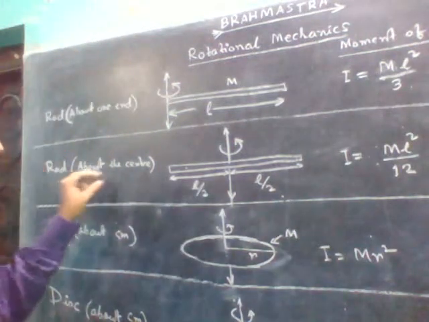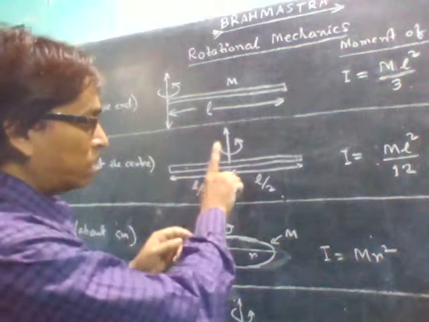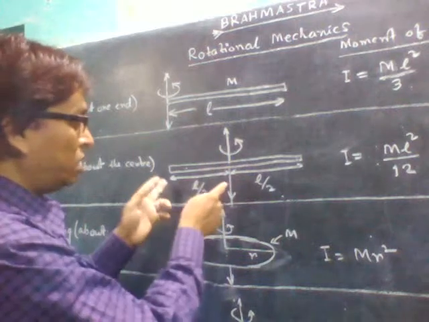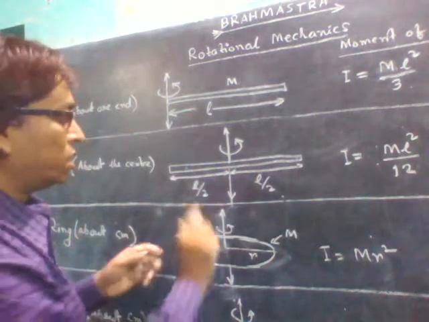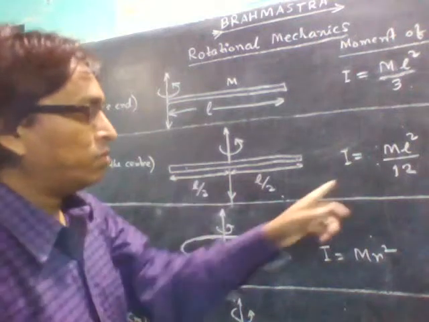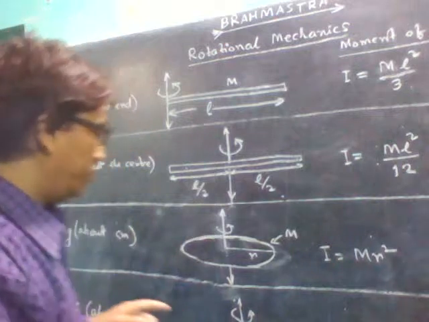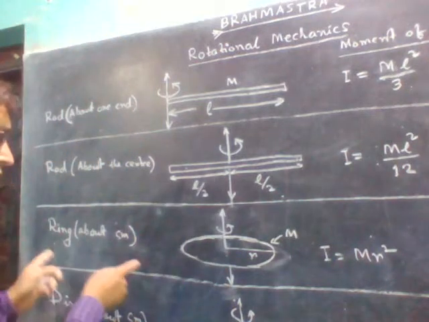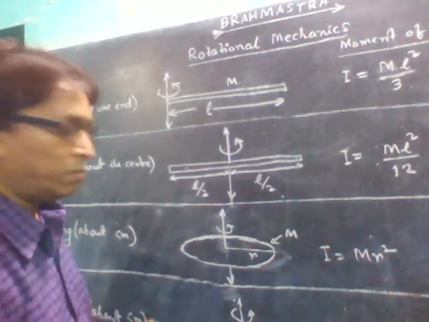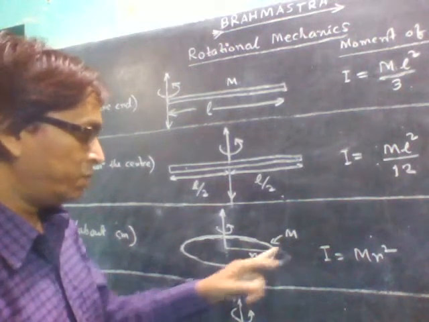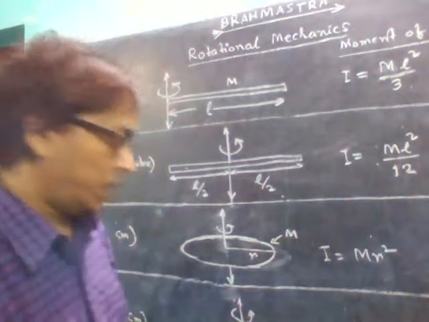Now, rod about the center. When the same rod rotates about its center, so this is L by 2, and this is L by 2, so the axis is passing through its center, then its moment of inertia I is mL square by 12. And if it is a ring, as we have just calculated, and the axis is passing through its center of mass perpendicularly, if its mass is m and radius is r, then its moment of inertia is mr square.